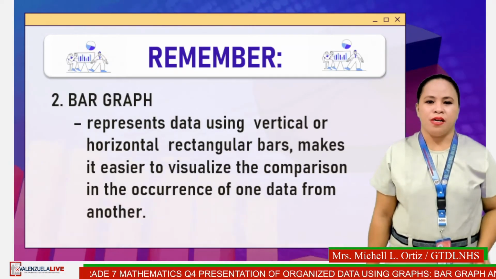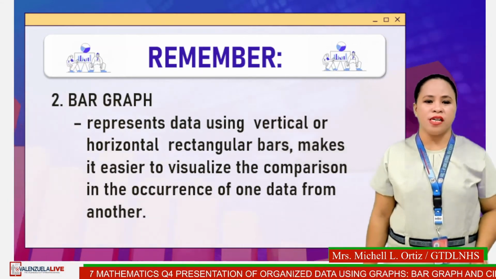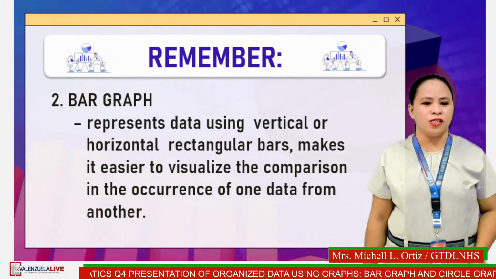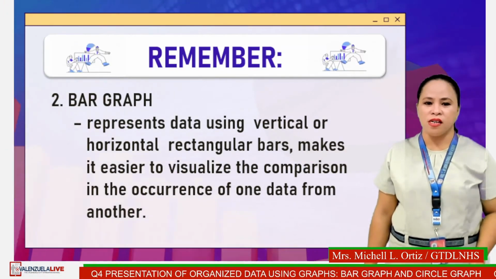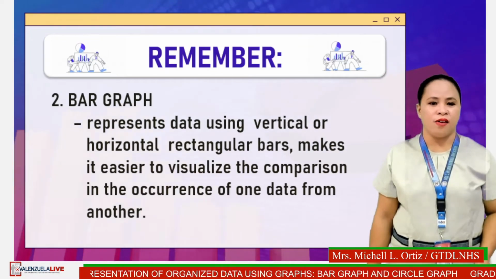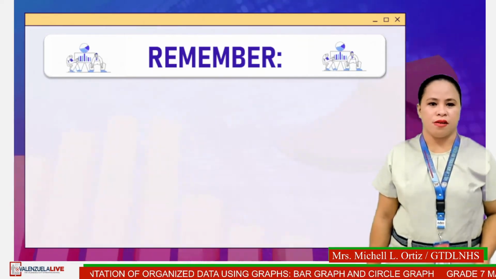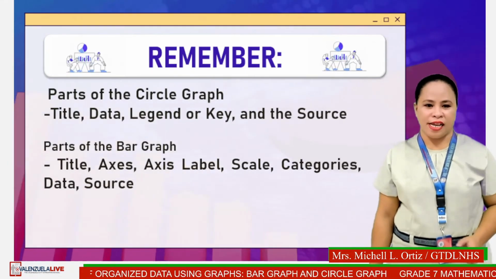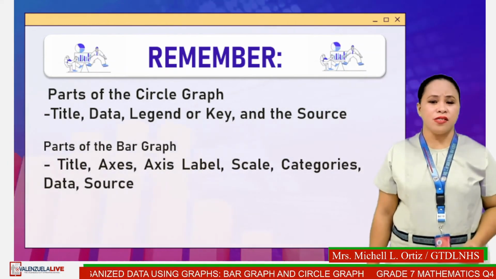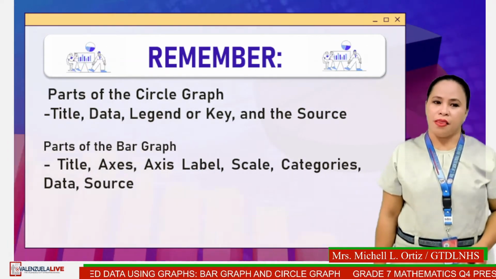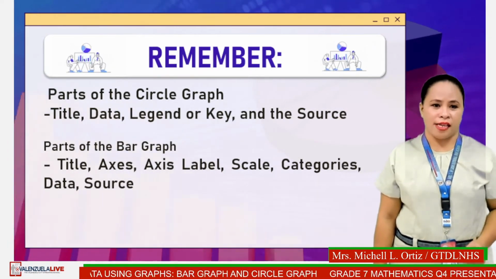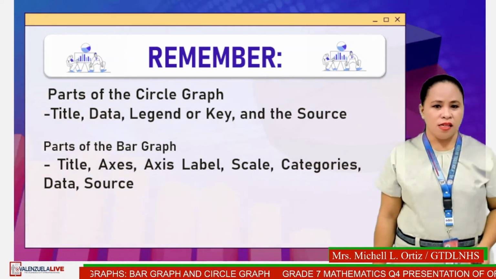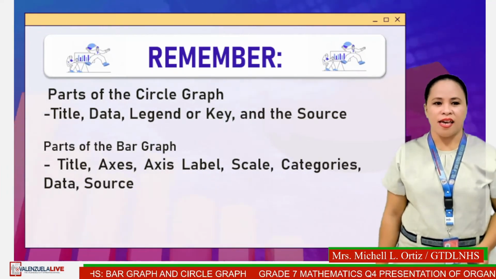A bar graph represents the data using vertical or horizontal rectangular bars. It makes it easier to visualize the comparison of the occurrence of one data from another. The parts of the circle graph are the title, data, legend or key, and the source. The parts of the bar graph are the title, axis label, scale, categories, data, and the source.